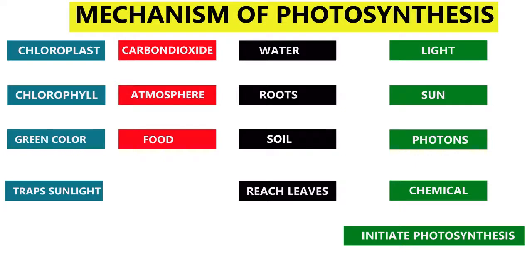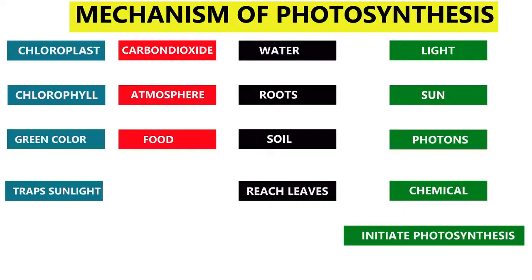Now, the energy in the sunlight is present in the form of photons. These photons are absorbed by the chlorophyll molecule so that it can get the energy, or initiate the energy, so that the process of photosynthesis can take place.